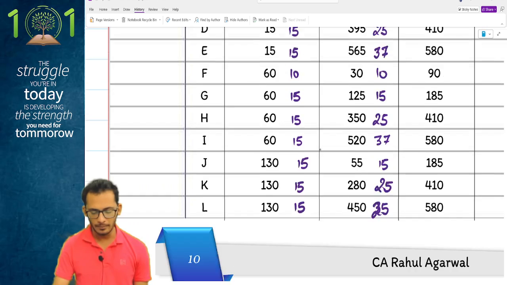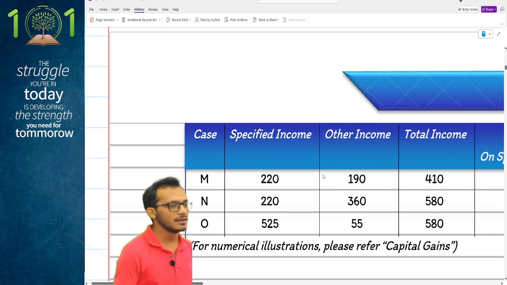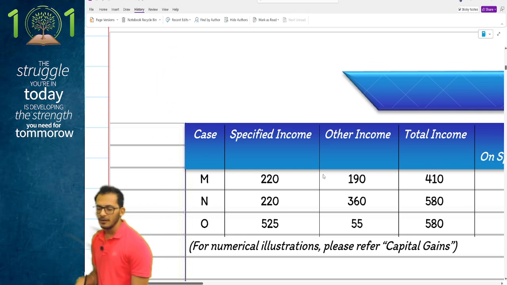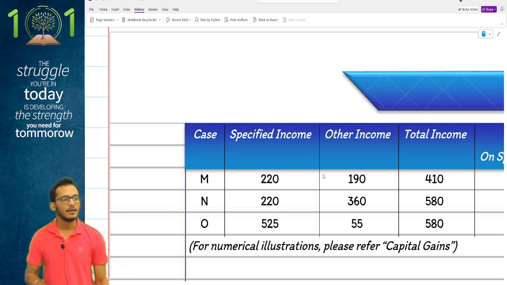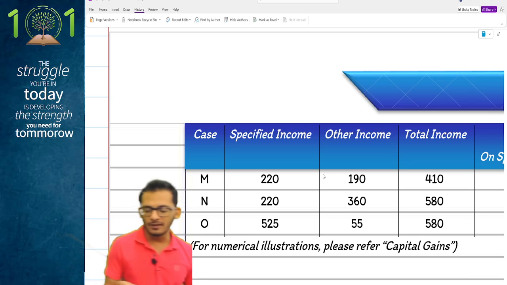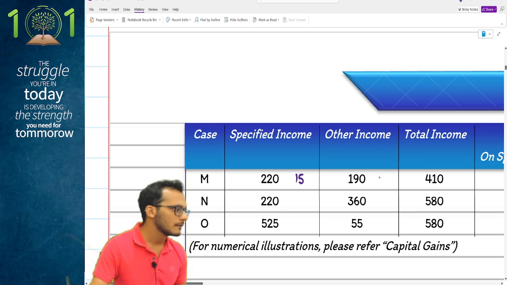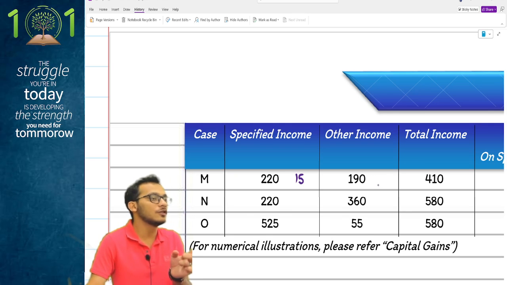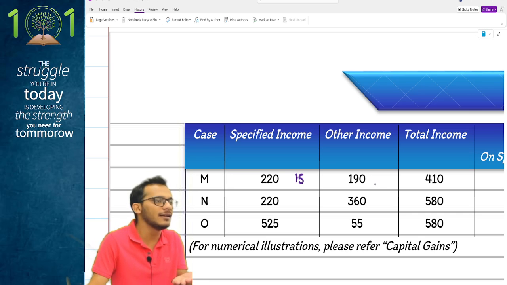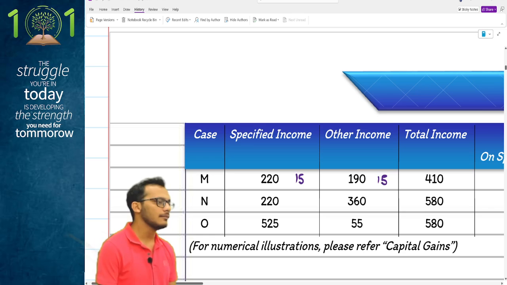Question number M. My special is 220, my other is 190, my total becomes 410. My total is 410, meaning I have to split. Special becomes 15, other becomes 15, because it is more than 2 crores on total income level, but on a standalone level it is less than 2 crores, therefore it becomes 15. Correct.